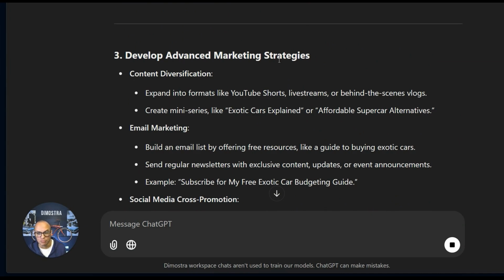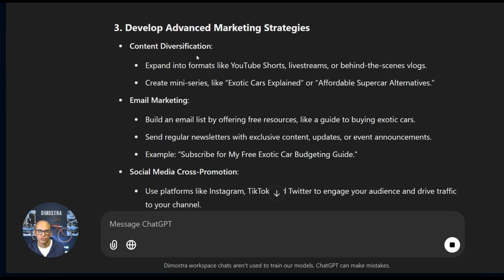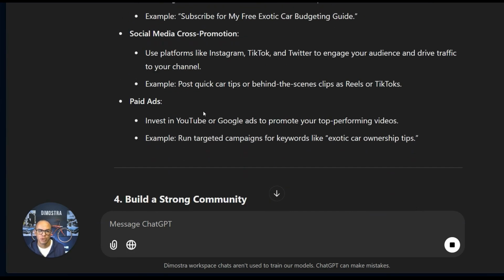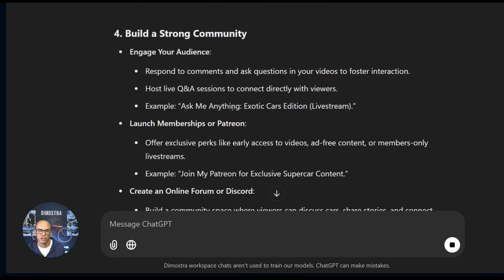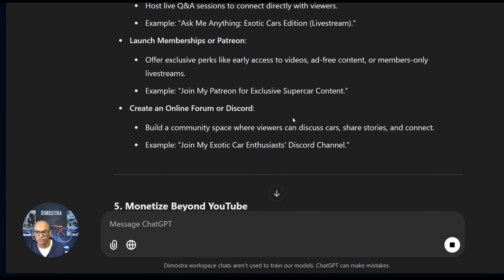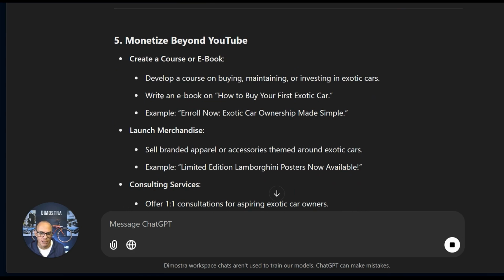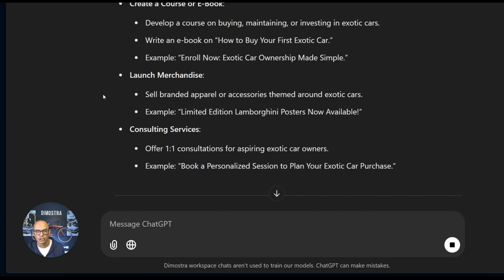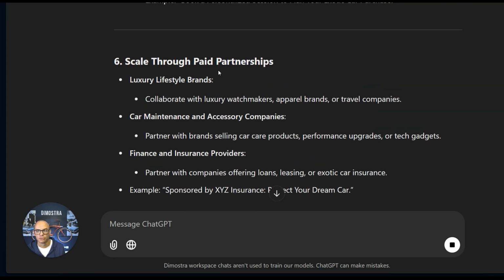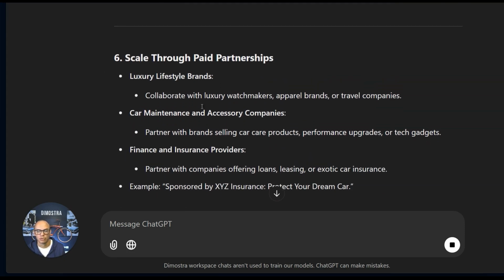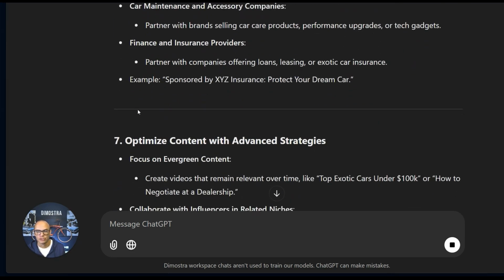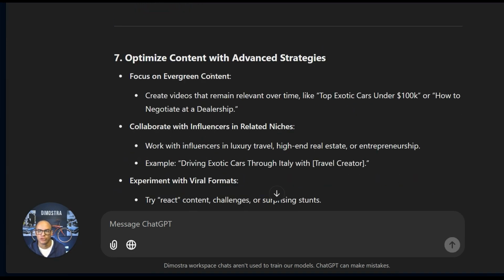Develop advanced marketing strategies: content diversification, email marketing, social media cross-promotion, paid ads. Build a strong community: engage your audience, launch memberships, create an online forum. It's great. Monetize beyond YouTube: create a course or ebook, launch merchandise, consulting services, scale through paid partnerships, luxury lifestyle brands, car maintenance and accessory companies, finance and insurance providers.